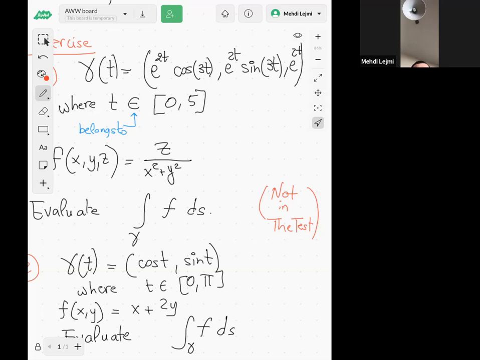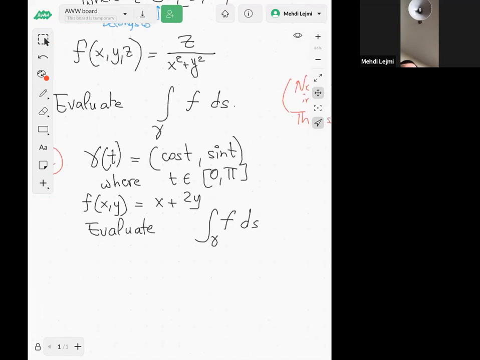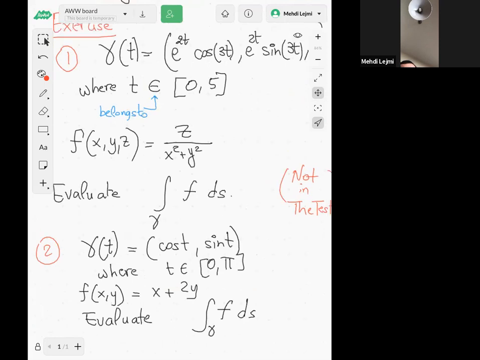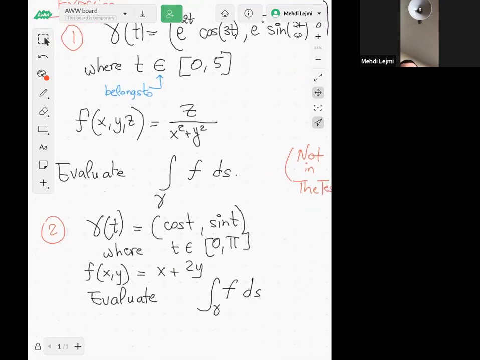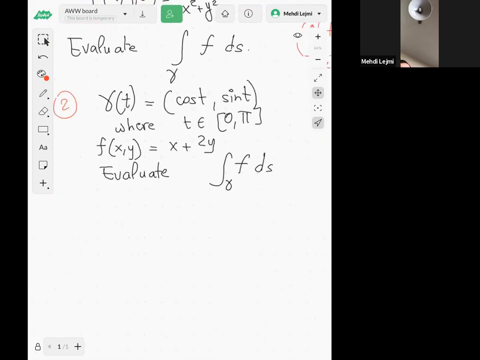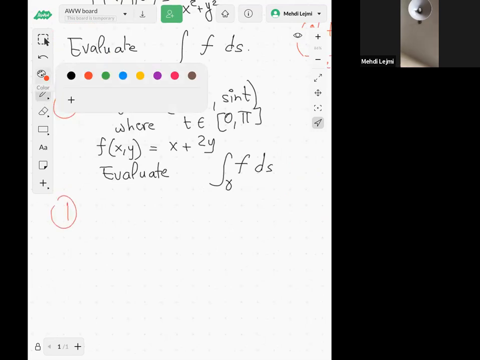All right, guys. We have just a few minutes, so I'm going to go over the first problem. I don't know if you tried one of these problems, but let's just do it. Let's do the first one. Okay, number one. Step one: we have to find the length of gamma prime of t.